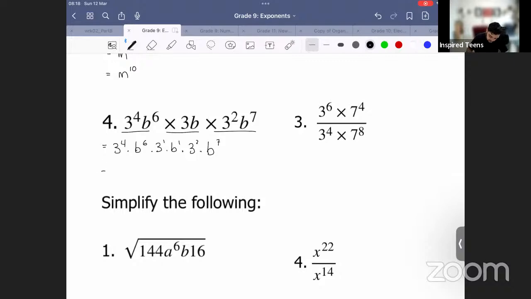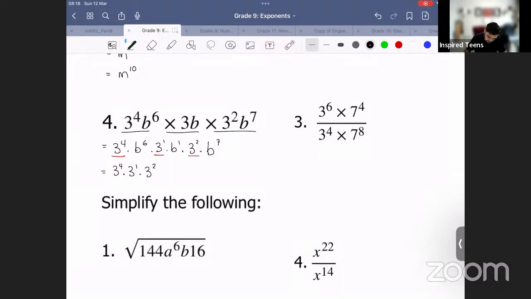Okay, which is equal to, I can group my 3's if I like. So 3 to the power of 4 times 3 to the power of 1 times 3 to the power of 2. I'm just grouping the 3's, because again, it's multiplication. When you only have multiplication, the order in which you multiply your terms does not matter.